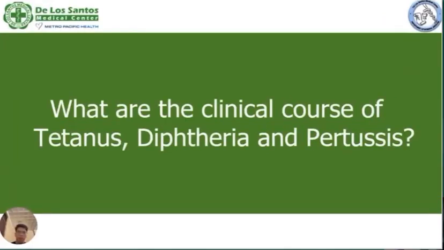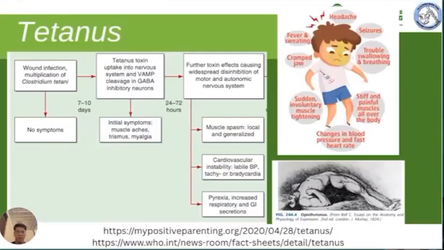So, what is the clinical course of tetanus, diphtheria, and pertussis? Clostridium tetani starts when the spores enter the body through a wound. The incubation period of tetanus varies between 3 and 21 days. In anaerobic conditions, the spores germinate and produce the tetanus toxin, and then the toxin enters the peripheral nerve endings and travels to the spinal cord and the brainstem.